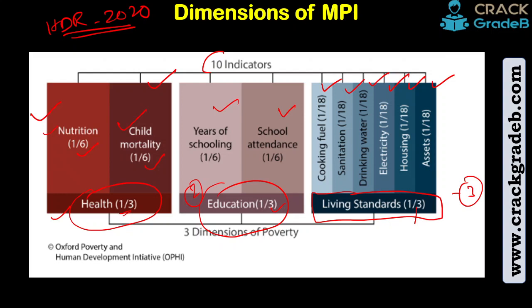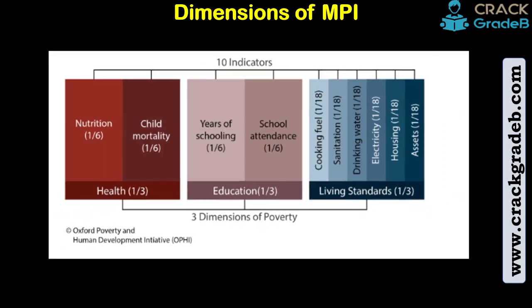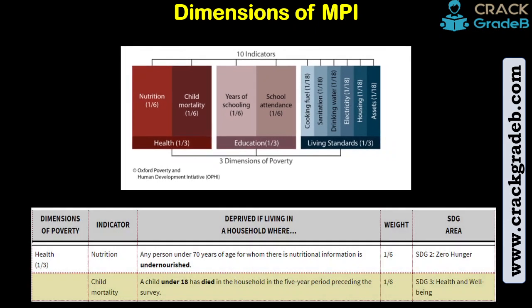Again, health is divided into two parts, nutrition and child mortality. Education is in two parts, years of schooling and school attendance. Standard of living is in six equal parts. If you divide one third into six equal parts, it will be 1/18 each. We'll understand the meaning of everything in the next slide. Dimensions of poverty: health, one third; nutrition and child mortality, so it's 1 by 6 and 1 by 6 here.